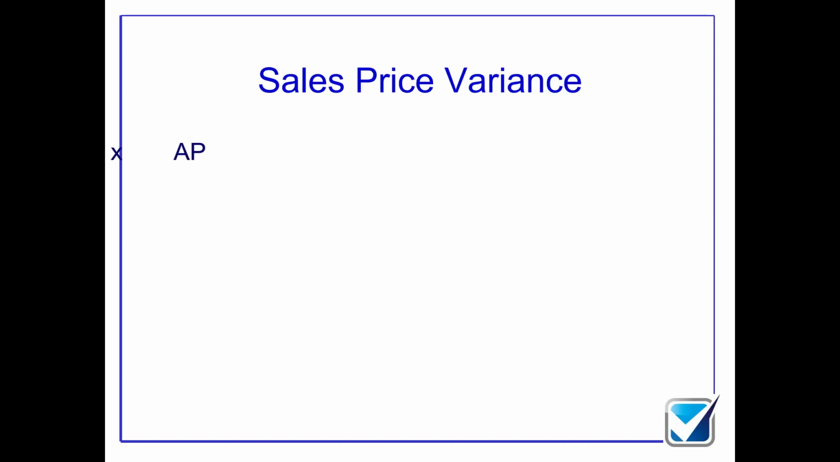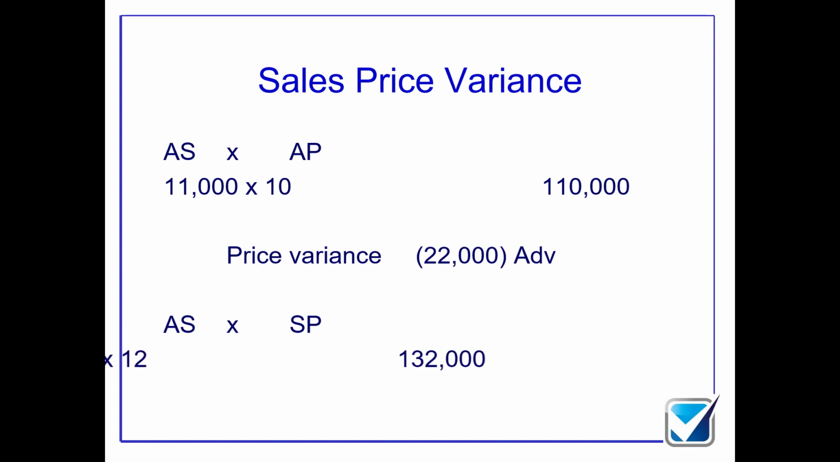My sales price variance will be actual sales at actual price, and I'm going to compare that with actual sales at standard price. So if you think about the way the numbers tie in here, actual sales were 11,000 units, actual price is only $10 per unit. That gives me a total revenue of $110,000. What then happens is actual sales of 11,000 multiplied by the standard price of $12 gives me $132,000. That gives me an adverse price variance. But we knew it was going to be adverse because we've sold these things at $10 instead of the $12 we thought we could sell them for. So there's a big, big difference.